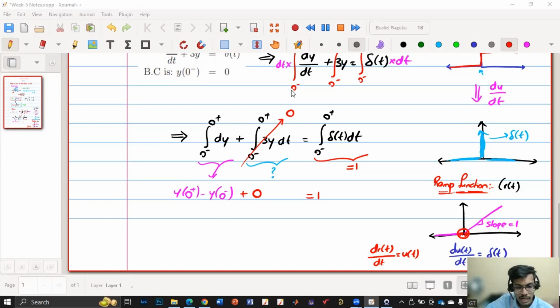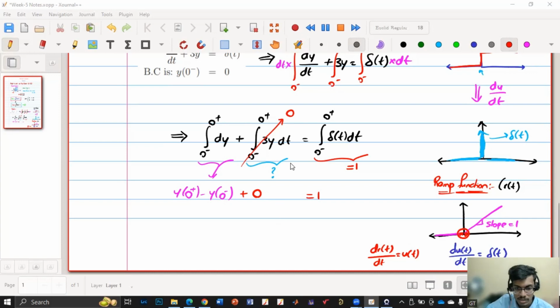Sir, integration cannot be 0. Why? Hello, Naveen. I don't know, differentiation can be 0. I don't know.